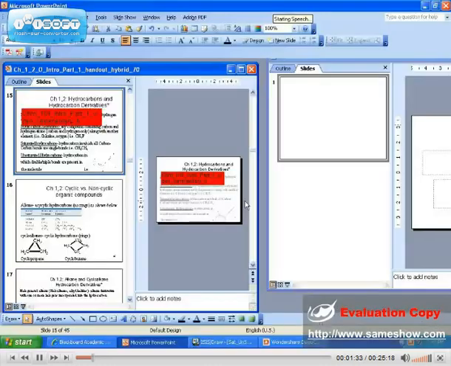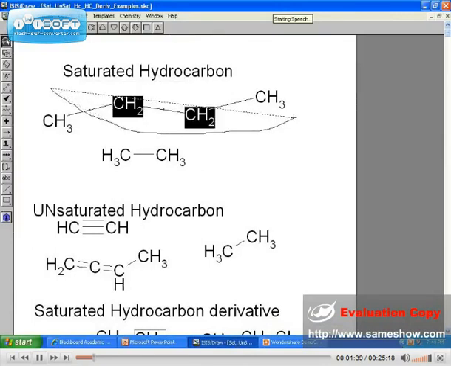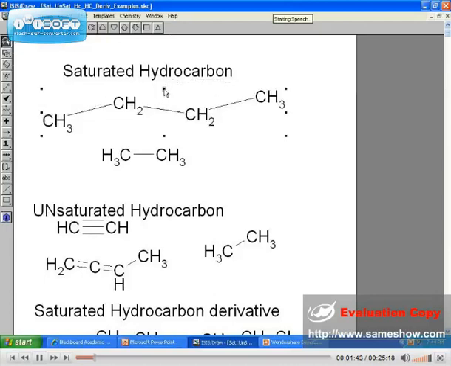Let me give you a couple examples. Here is a saturated hydrocarbon, which I'm going to highlight. That's a saturated hydrocarbon. Notice they're all single bonds. Compare that to an unsaturated hydrocarbon, a little bit lower, following the cursor. Notice the double or triple bonds you see in these unsaturated hydrocarbons.